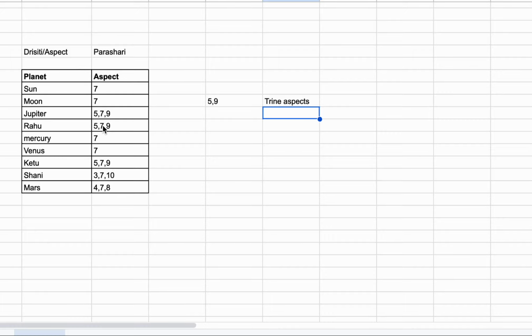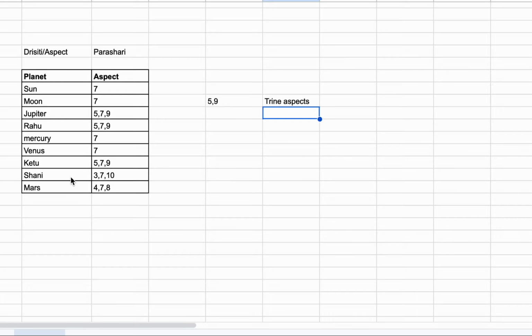Every planet gives a seventh aspect. It means from the place where you're sitting, you look directly in a straight line. Everybody does that. Obviously, light travels in straight lines, right? So we give a straight-line drishti. Mercury and Venus also give a seventh drishti.